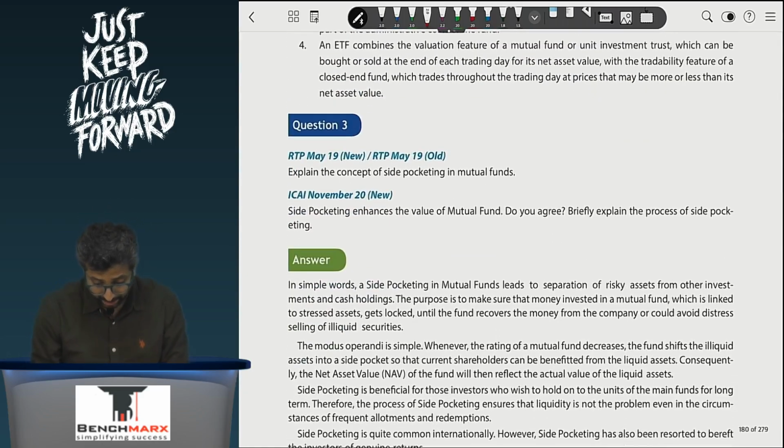Okay, now this is again a very different concept, side pocketing. Now what is side pocketing over here?